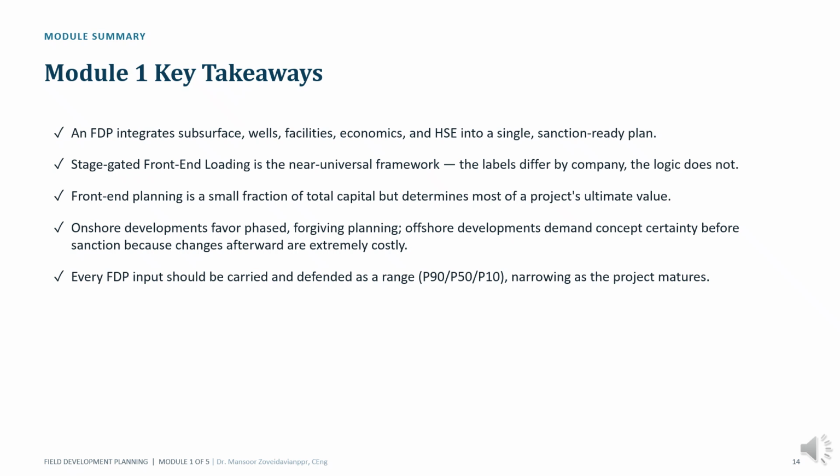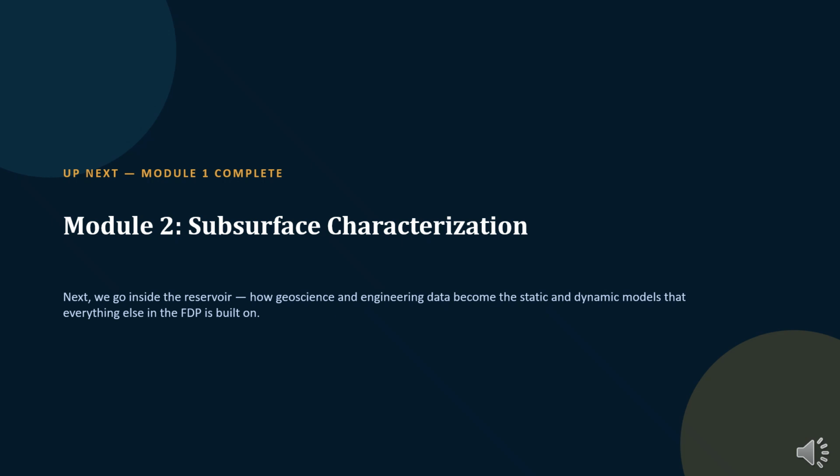Finally, all project inputs contain uncertainty and should be considered as ranges rather than fixed numbers. These concepts provide the foundation for everything that follows in the remainder of the course. Every future module will build upon the framework introduced here. In this module, we focused on the overall framework of field development planning and the decision-making process used to guide projects from discovery to production.